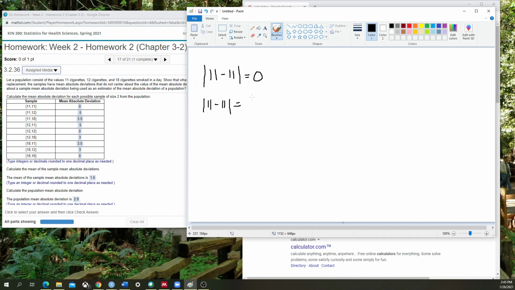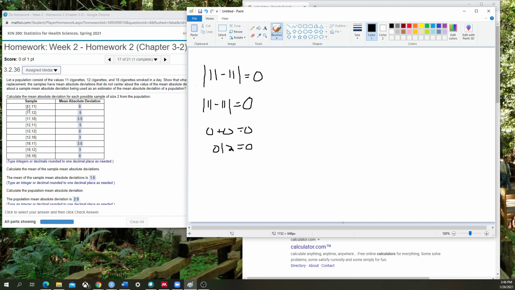Now we're going to do it for the other 11 in the sample. What's the absolute deviation of that? 0. Now we're going to take the mean of these two values. 0 plus 0 equals 0. 0 divided by 2, which is the total number we have in this sample, is 0. And there you have it. That's what I inputted here, 0, which is correct.